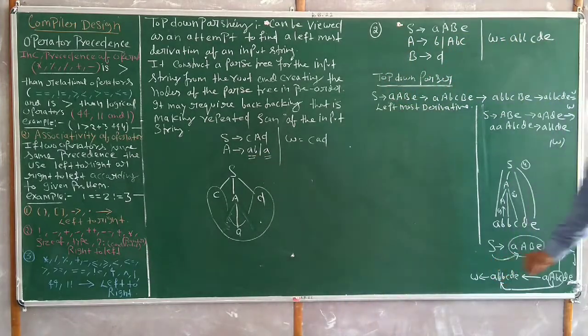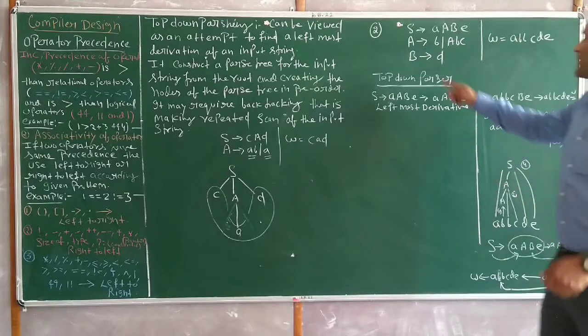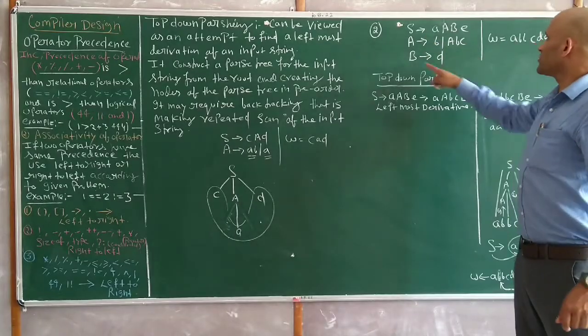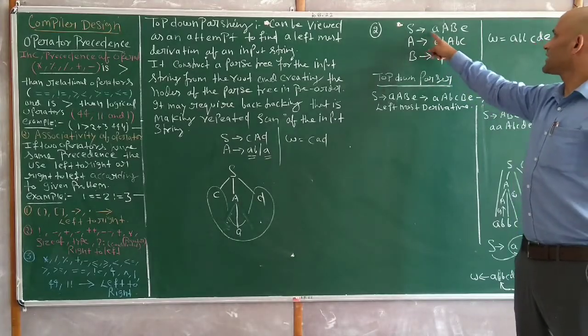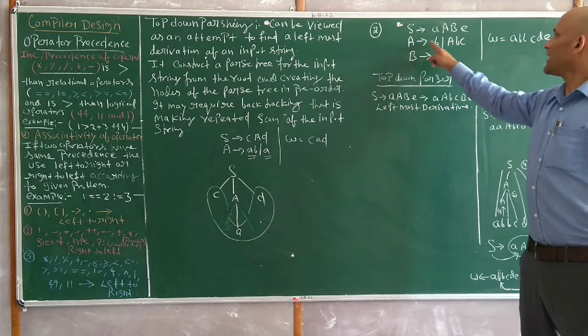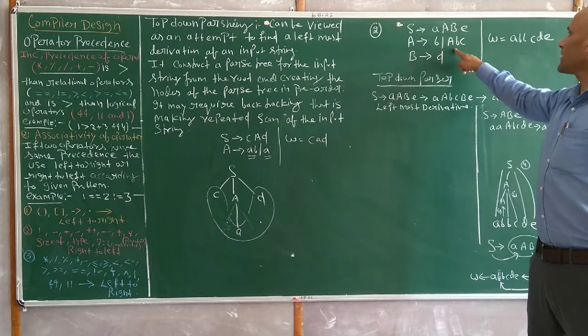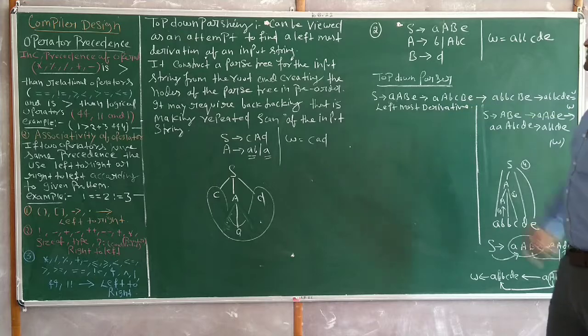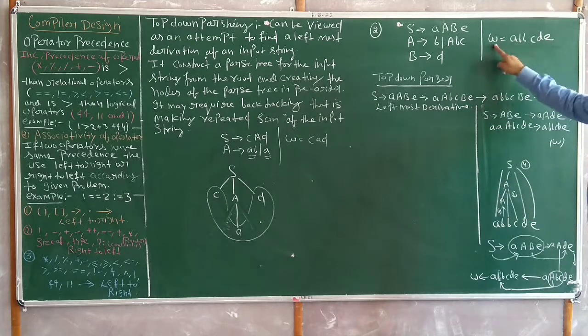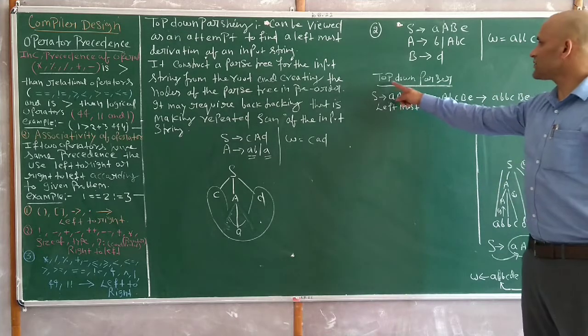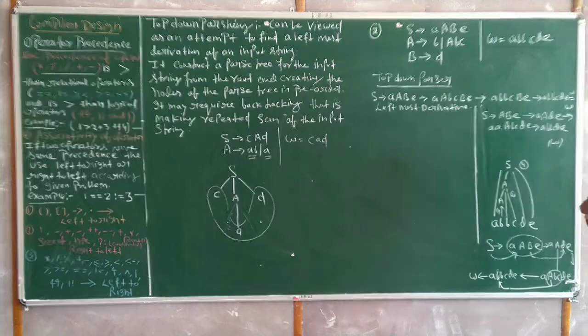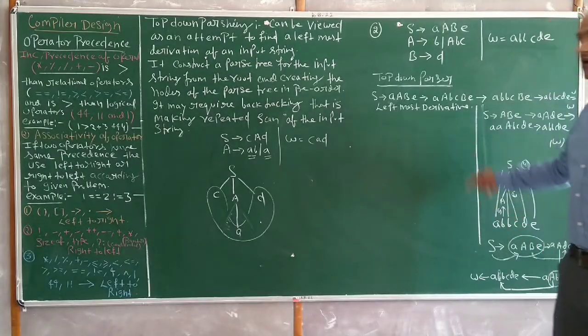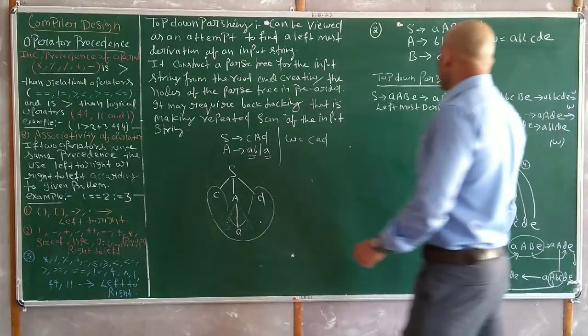Okay, so now we are discussing the top-down parser. Actually, what is the top-down parser? Suppose we have this example: S is equal to ABE, and A is equal to B or ABC, and B is equal to D, and your string is this. Here, for the top-down parsing, we have used the leftmost derivation. What is the meaning of leftmost derivation?